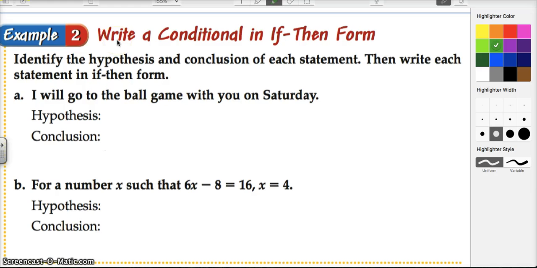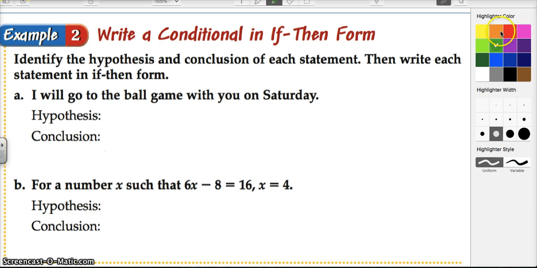In example 2, we're going to be writing a conditional statement in the if-then form. So we need to identify the hypothesis and conclusion of each statement. Then we're going to write it in if-then form. Can be a little tricky, but let's take a look. I will go to the baseball game with you on Saturday. So seems like if it's Saturday, I will go to the baseball game with you.